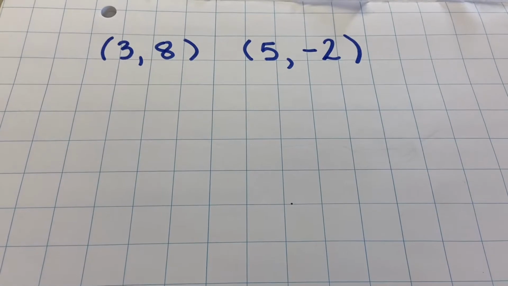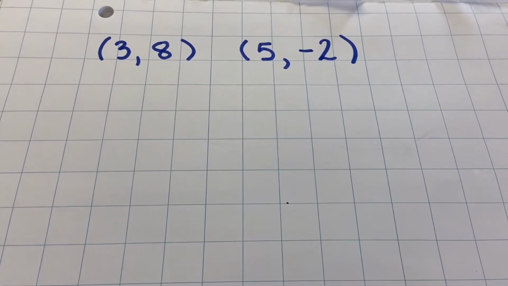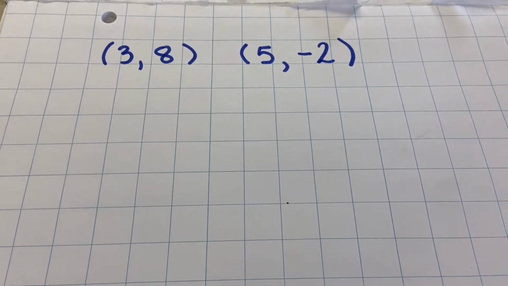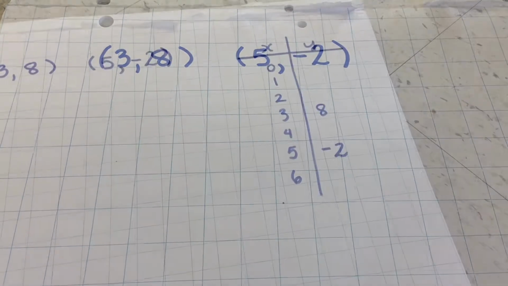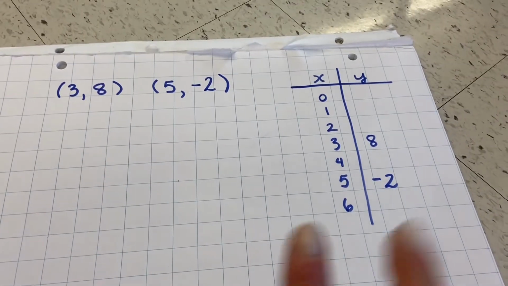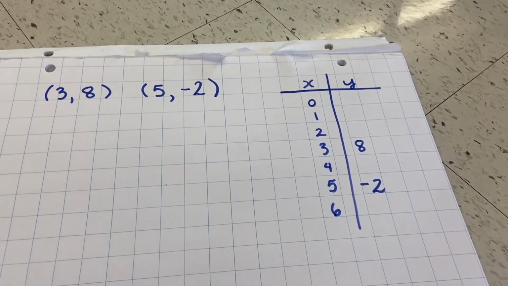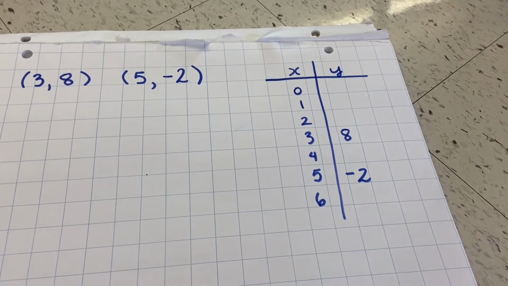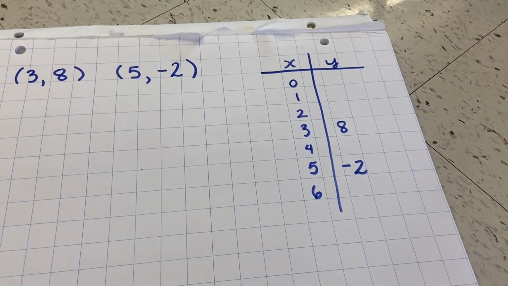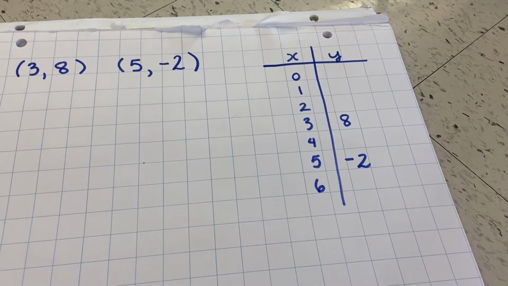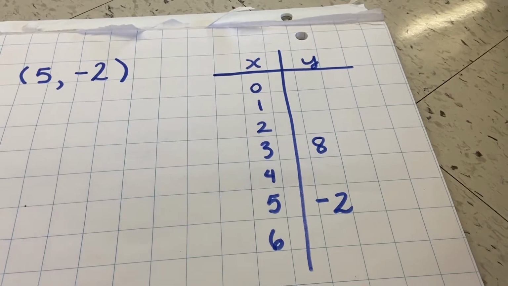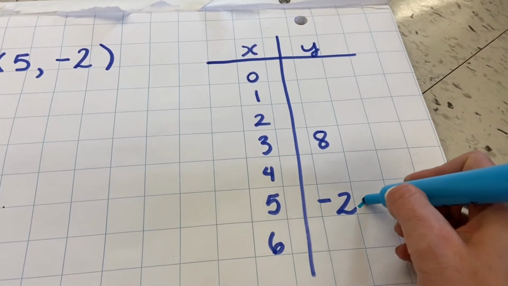And I would like to think about the line or the table of values that has those 2 points in it. So let's start by making a table of values. I've started my table of values. I put the 3 and the 8 in the table, and I put the 5 and the -2. And what we want to do is subtract, subtract, divide in order to find the rate of change. When I'm looking for the rate of change, I first need to subtract.